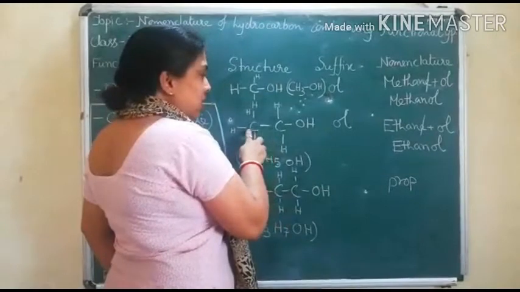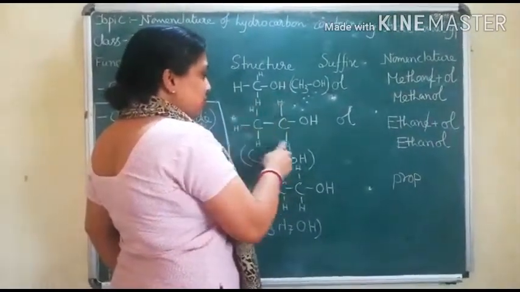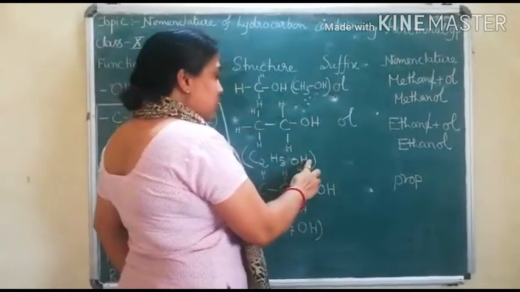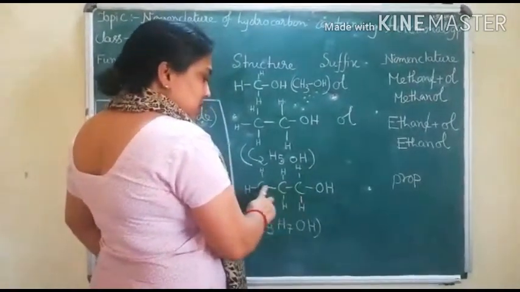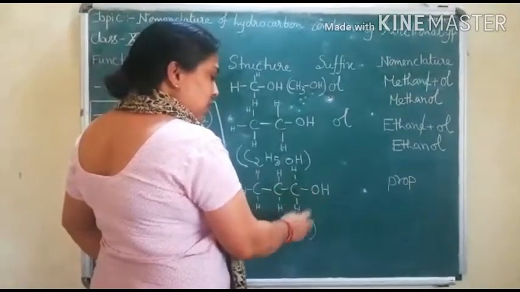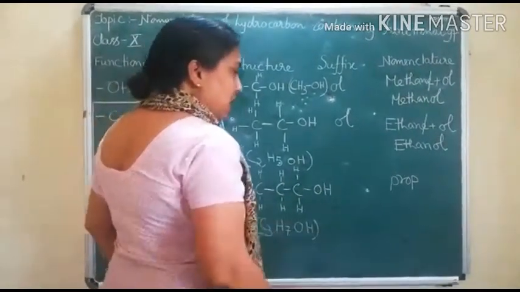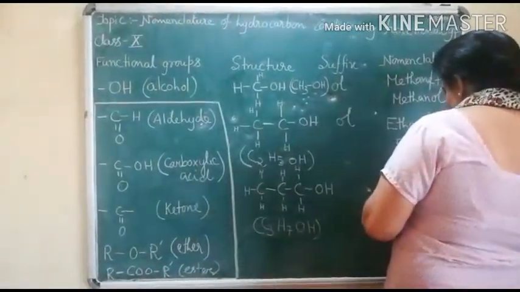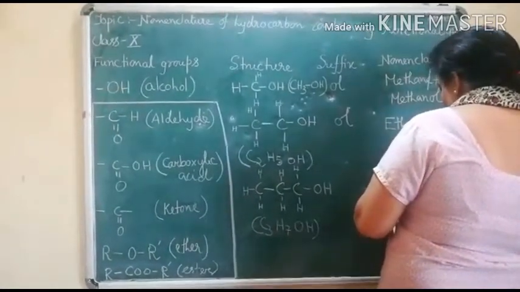Similarly for ethanol, how many carbons? 2 carbons. Hydrogen is 5, 1, 2, 3, 4, 5, and OH. So the formula of ethanol is C2H5OH. Third one, carbon is 3, C3H. Hydrogen is 7, along with the functional group OH. The formula is C3H7OH and the name will be prop. As it is 3 carbons, it is propane plus ol, E will be omitted, so it is propanol.